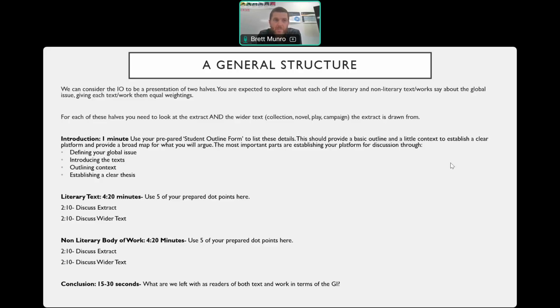The second part is your exploration of the literary texts. That should take up about 4 minutes and 20 seconds. You should use 4 of your prepared dot points here. The first 2 minutes and 10 seconds should discuss the extract. That is, how the author explores the global issue through the language in the extract. And the second 2 minutes and 10 seconds discusses the wider text. That's how the text more broadly discusses the global issue.